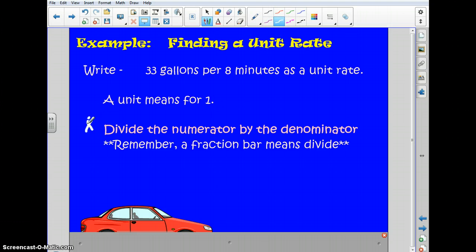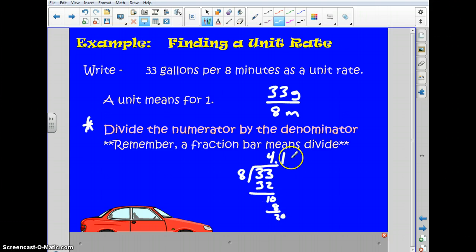Well, my directions here tell me I'm going to divide the numerator by the denominator. So my 33 gallons over my 8 minutes, then I would take the numerator divided by the denominator, top in, bottom out. 33 divided by 8. 8 goes in there 4 times. 8 goes into 10 1 time. 8 goes into 20 2 times. 8 goes into 40 5 times.